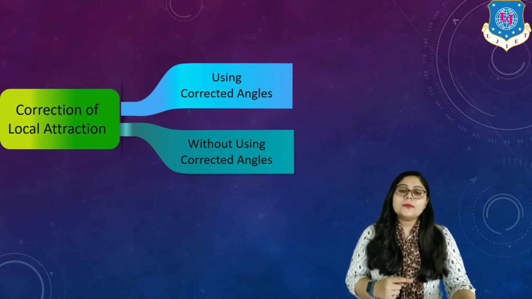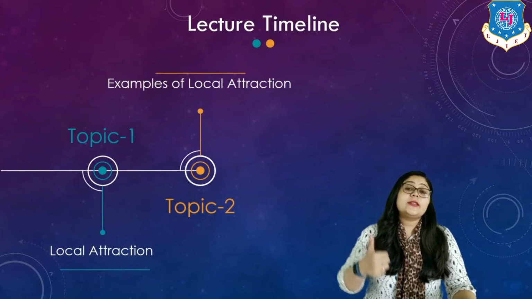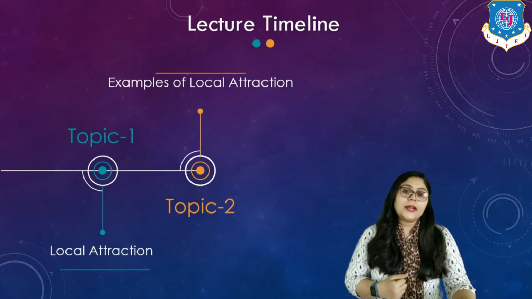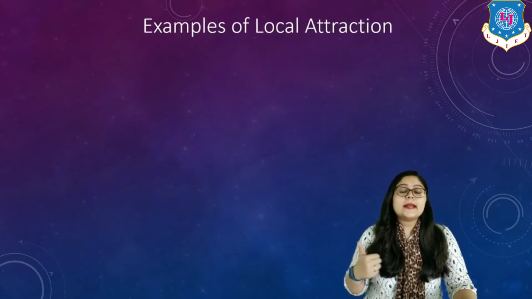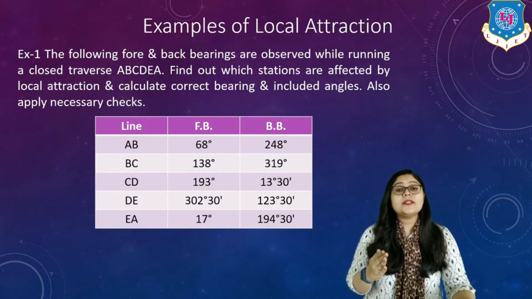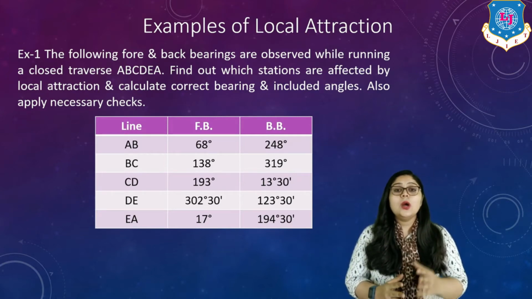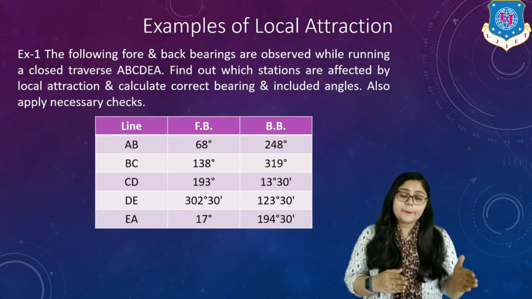Okay, now let's move to topic number 2, which is the example of local attraction. In the example of local attraction, the data is given as follows: the fore and back bearings are observed while running a closed traverse A, B, C, D, E, A.